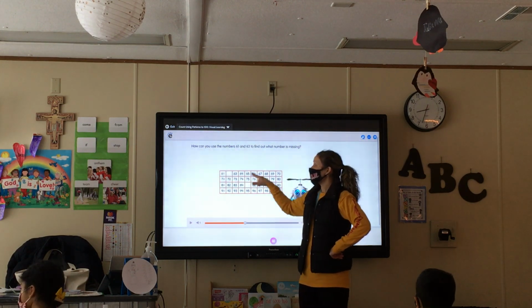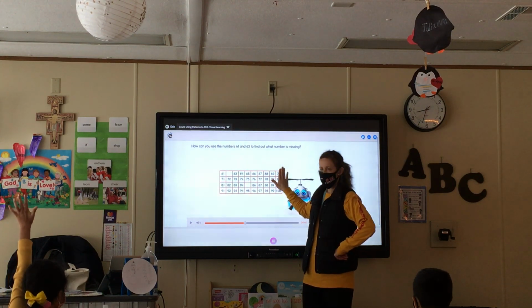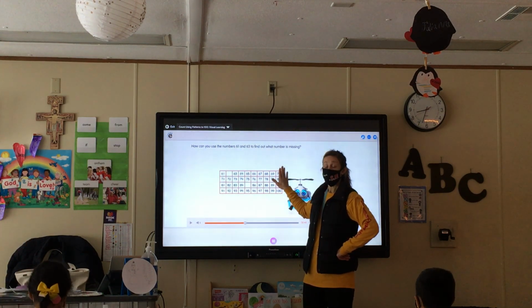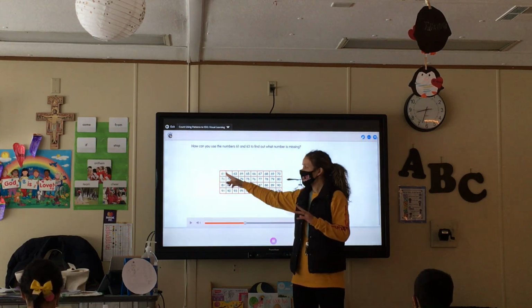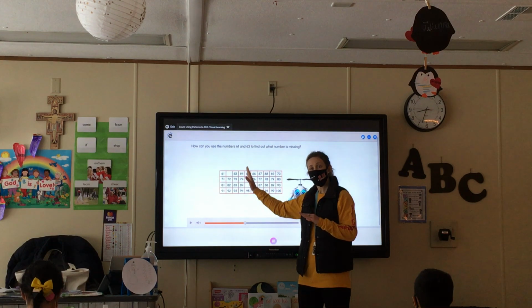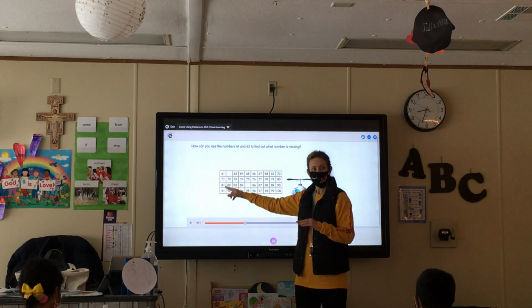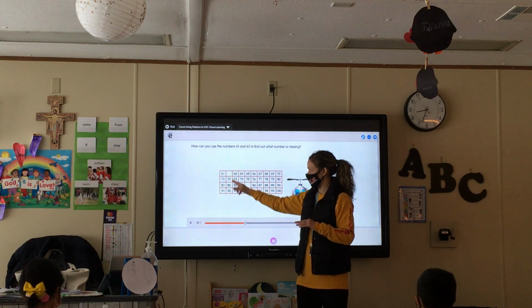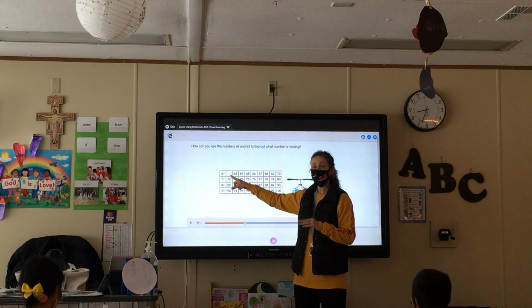So in this row, what do they all start with? Except for the 70. Braden. Six. A 6. So we're in the 60s, right? They all start with a 6. But if you look at the number on the right in your one spot, okay? All here in this column, they all start with a what? One. A 1. Okay, everyone can answer. What about in this column? A two. They have a 2. So this number is going to be what?